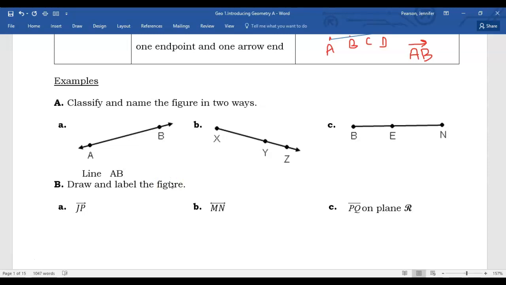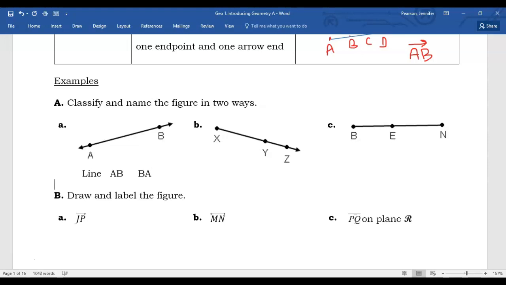But it also asks me to name it in 2 ways. So I'm also going to say that this could be called line BA. So forwards and backwards, it doesn't change the name, AB versus BA. I just have to say one for each point on the line, and I only want to use 2 points. So sometimes there's 3 points, 4 points, 5 points named, but you always still only want to pick 2.